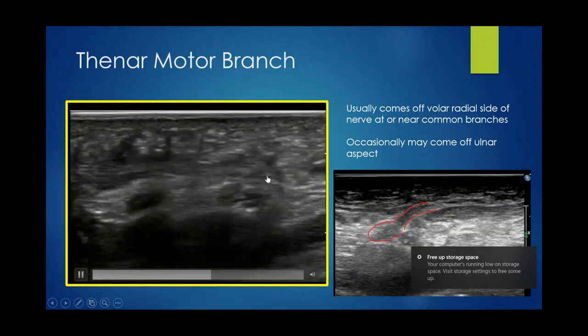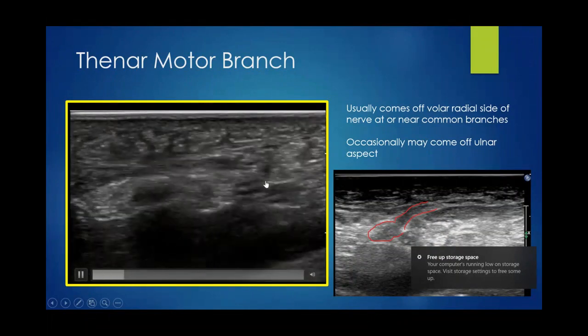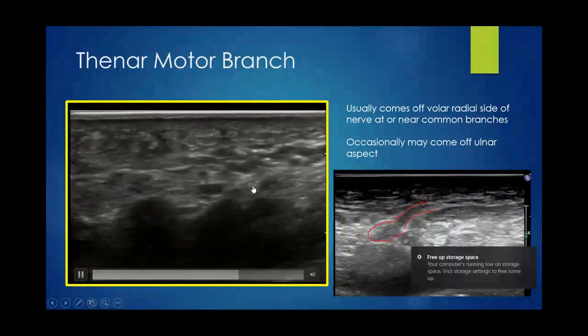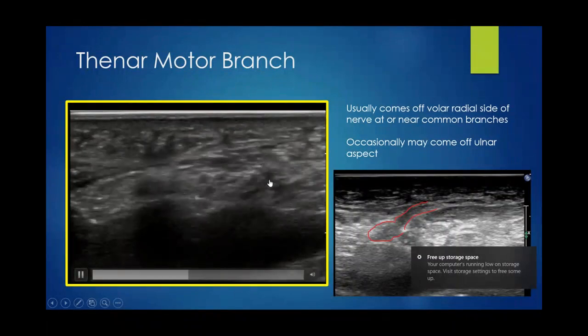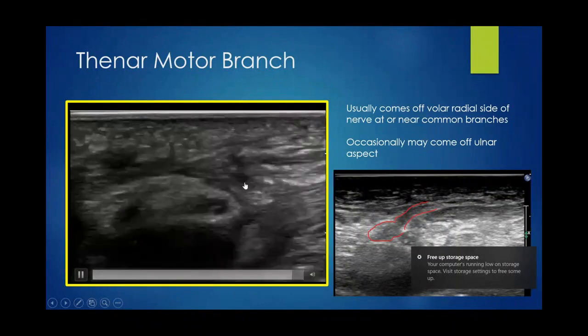This video shows the thenar motor branch coming off the median nerve. Here it's a hypoechoic structure, very small, but coming off from a volar location off the radial limb of the median nerve, and then moving more volarly, kind of overlapping the distal ends of the transverse carpal ligament, entering the muscle.